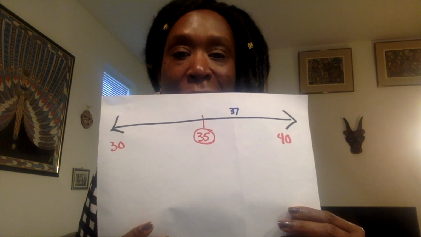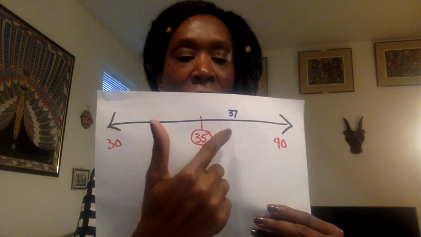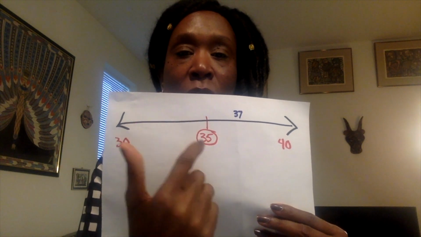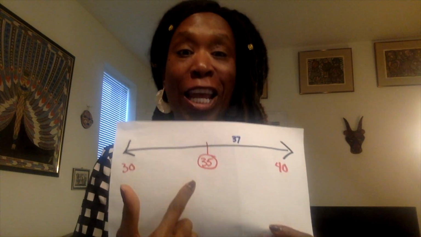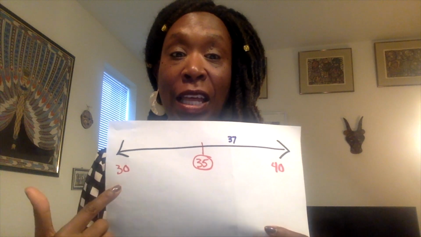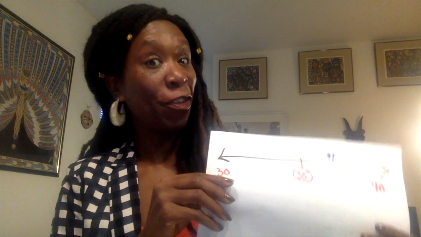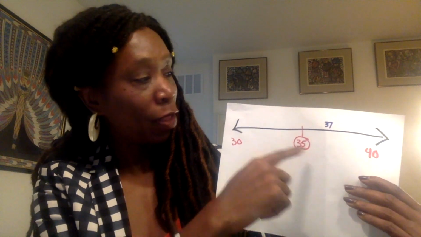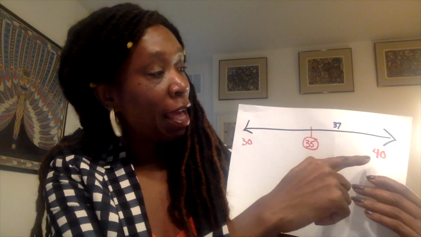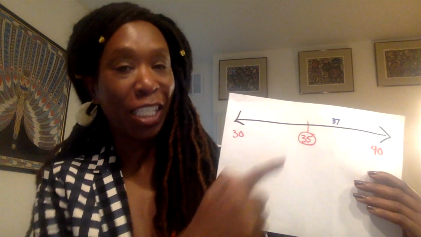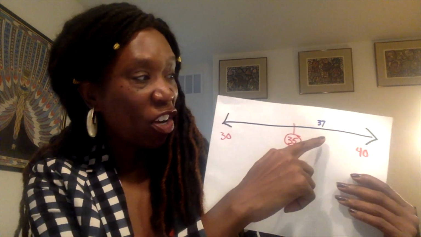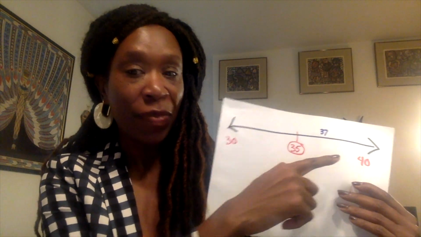On the number line, 37 would be between 35 and 40. Have to remember, I'm looking in the opposite direction as you. So 37 is between 35 and 40. I'm sorry, between 30 and 40. The midpoint is 35. So is 37 closer to 40 or is 37 closer to 30?